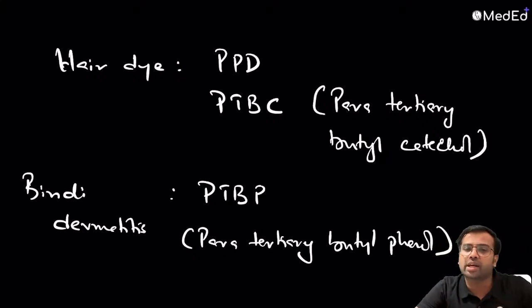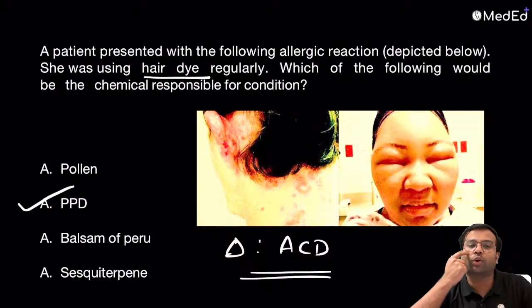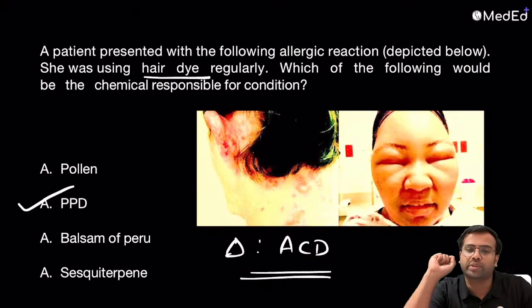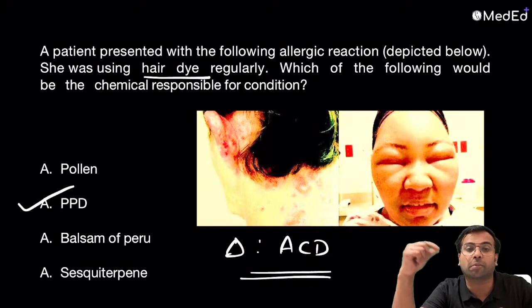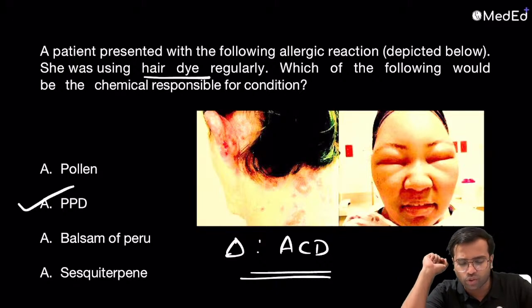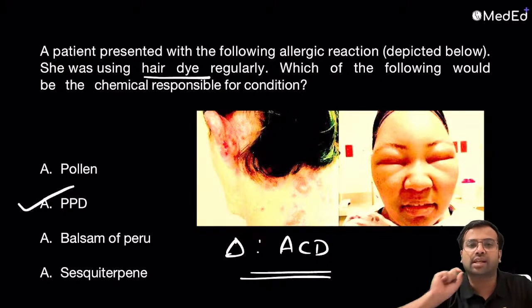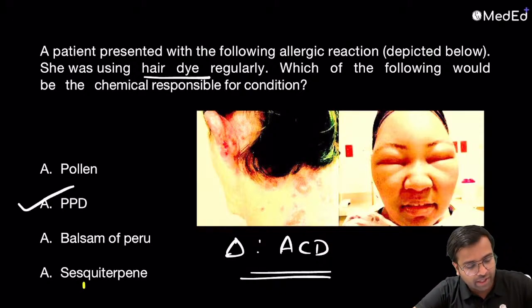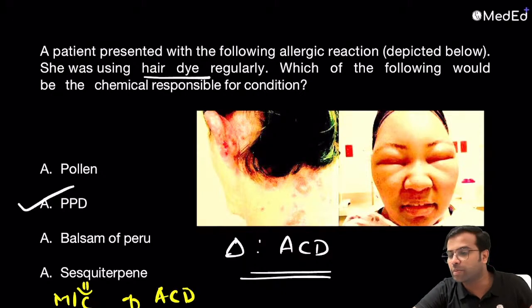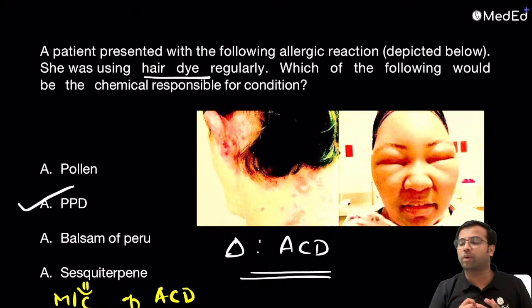Now, just going back to the same MCQ, I would just like to add one more thing. That is the last option. What is the last option? Sesquiterpene. The sesquiterpene is also very important because it is the culprit present in something which is the most common cause of allergic contact dermatitis. Can you make a guess? All of you are able to tell about bindi. What about the sesquiterpene? Sesquiterpene is the culprit which is present in a plant.